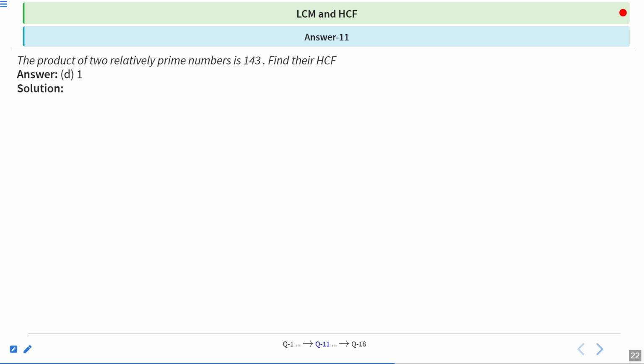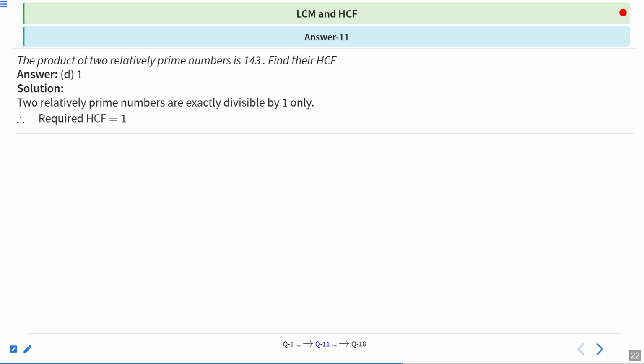Now let's have a look at the solution. Two relatively prime numbers are exactly divisible by 1 only. So the required HCF is going to be only 1. Option D is the correct answer.